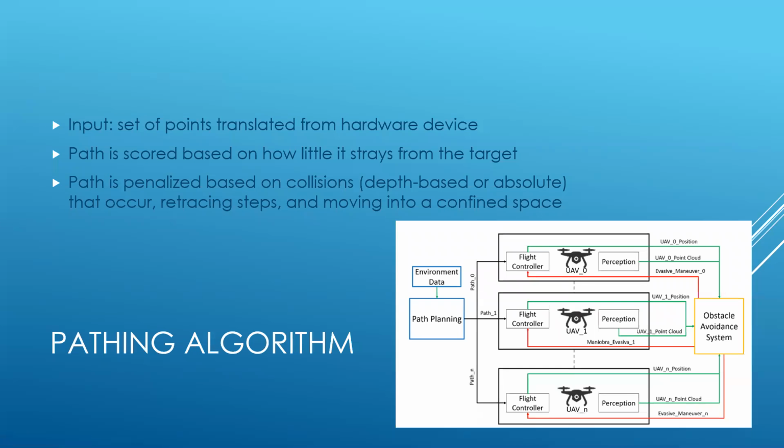This function uses an input set of points that have been translated from the LiDAR and had noise reduction performed to reduce the likelihood of misdetection. A path is scored more highly if it strays less from the direct path to the target, which is only sometimes a viable path. Penalties for data points can vary by the goal, but may include retracing steps, moving into a confined space, or collisions. Collisions may be penalized either as a major penalty for any collision or as a variable penalty based on the depth of the collision.